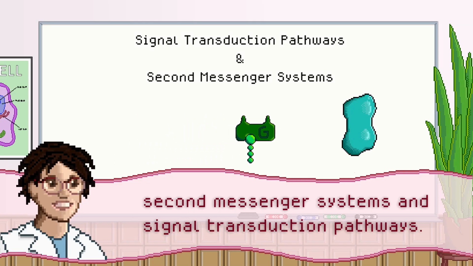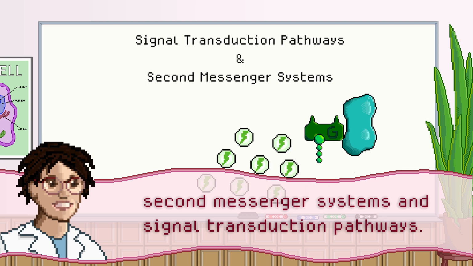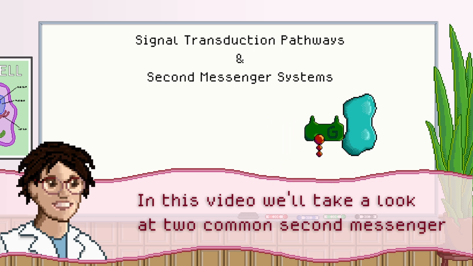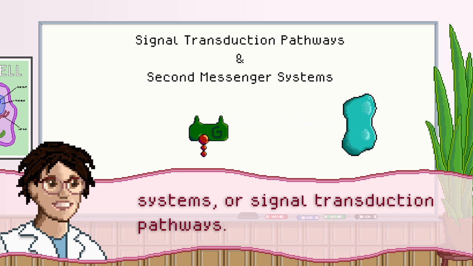Welcome to this video on second messenger systems and signal transduction pathways. This video builds off the information in the video about the chemical classes of hormones. It pertains specifically to water-soluble hormones, so I highly recommend you watch that video first before you get into this one. In this video, we'll take a look at two very common second messenger systems, or signal transduction pathways, that water-soluble hormones use to trigger functions within their target cells.